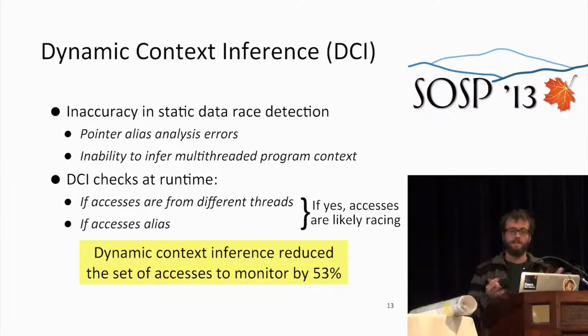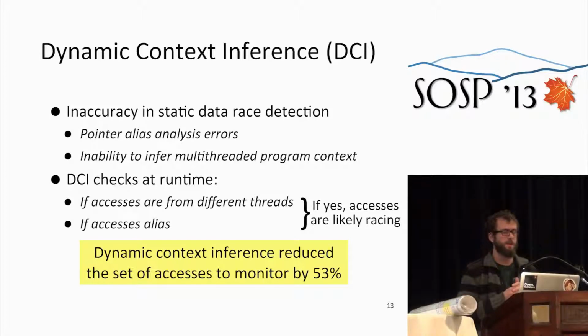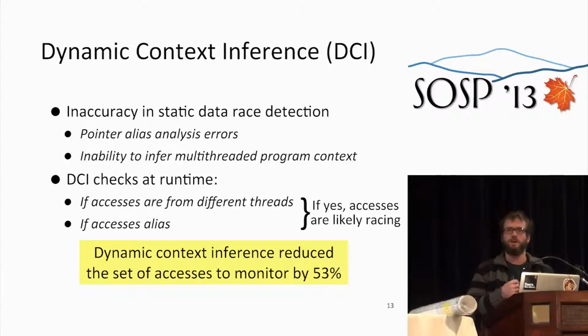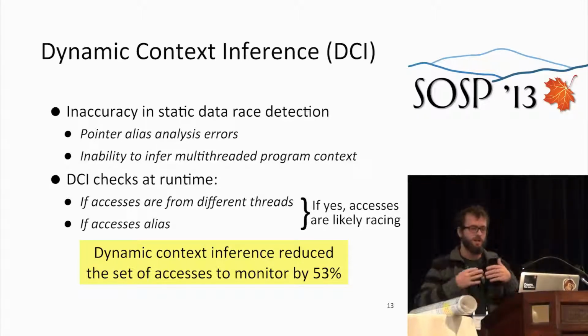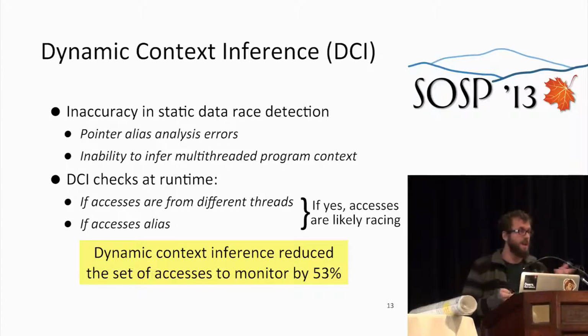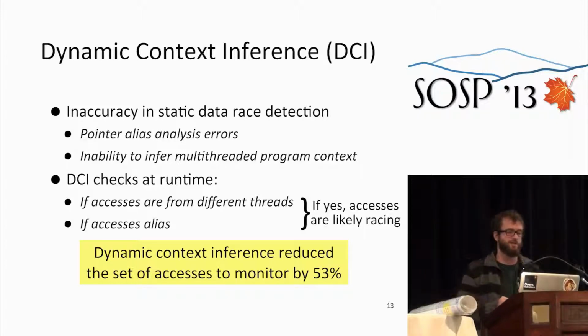Second, the static data race detector may be unable to infer multi-threaded program contexts. Static data race detectors typically assume that the entire program context is always multi-threaded, and therefore they do not differentiate between the portions of the program that run concurrently versus the portions of the program that do not run concurrently at runtime. As a consequence of this, static detectors end up having a lot of false positives.